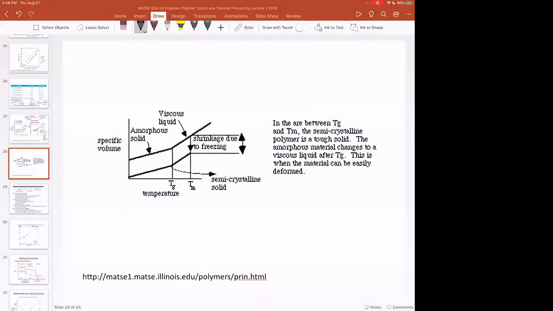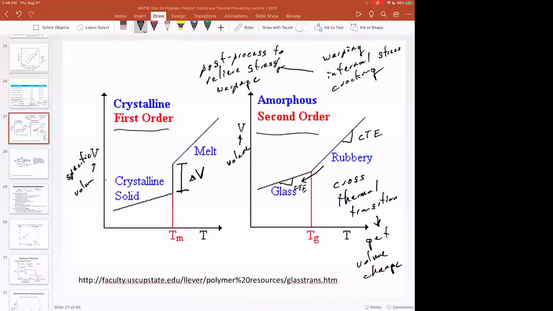I have a question for the last. Go ahead, Jivtesh, go ahead. Is there a way we can change either processing or the actual polymer to reduce the CTE difference between glass and rubbery? Yes, yes.